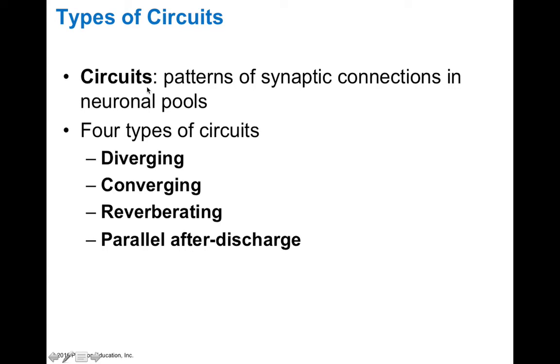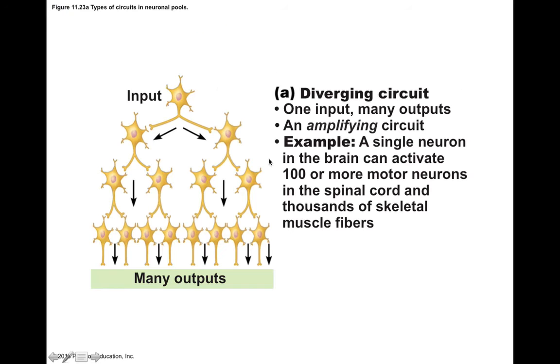Now, these circuits can occur in a lot of different ways, but there are 4 major types: diverging, converging, reverberating, and parallel after discharge. And so what we see here is a diverging circuit.